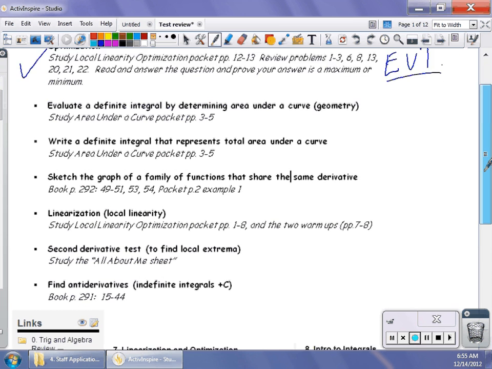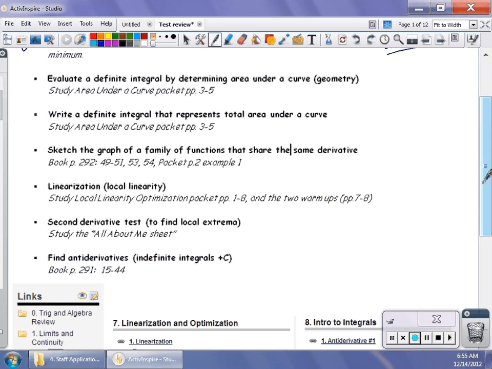Evaluating a definite integral by determining the area under a curve. At this point, the only way that we know how to evaluate a definite integral, and of course a definite integral is something like the integral from a to b of f of x dx, and when you evaluate that, you get a particular numeric value, and at this point, the only way that we're doing that is by finding area under a curve.